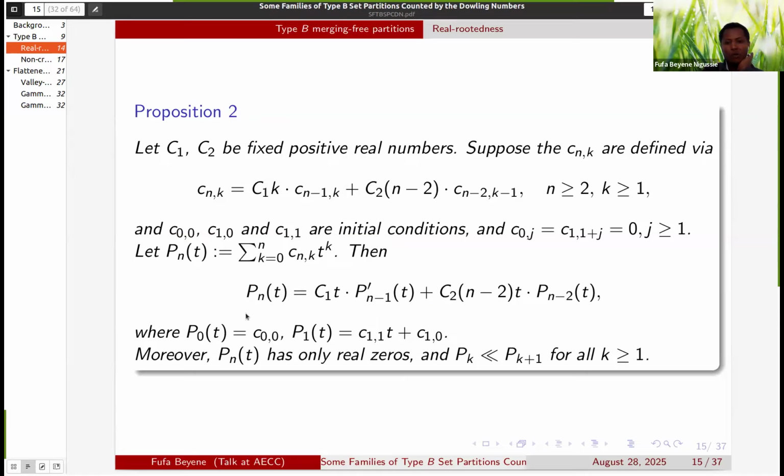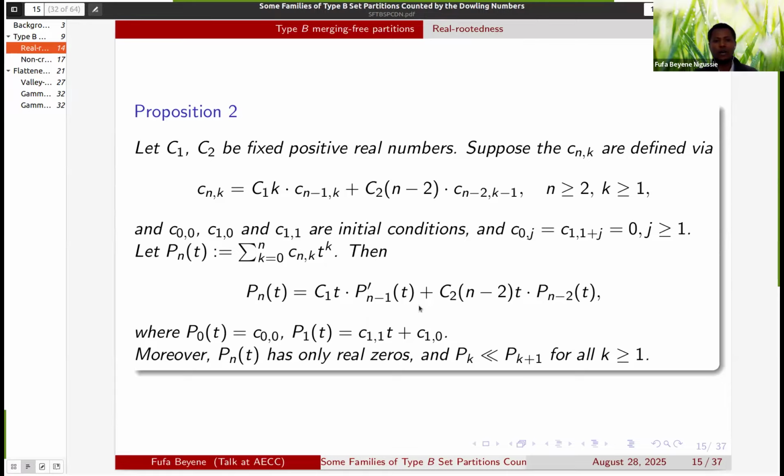And all of these polynomials interlace each other, meaning p_k interlaces p_{k+1} for all k greater than or equal to 1. This proposition can be proved by applying Rolle's theorem, which we all know from calculus, and applying the properties of real-rootedness of two polynomials, and of a polynomial and its derivative.